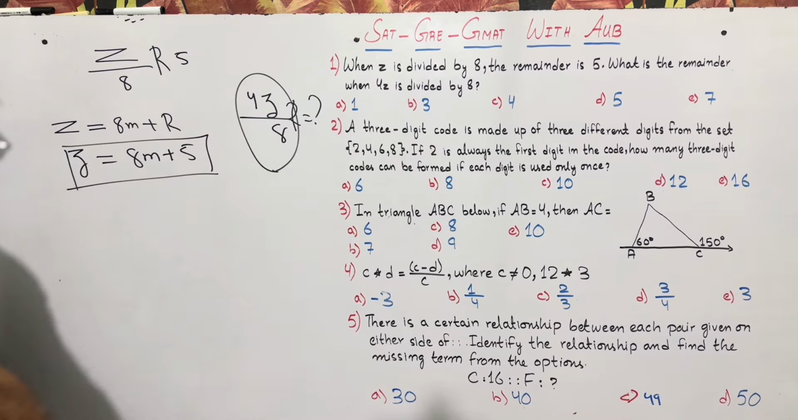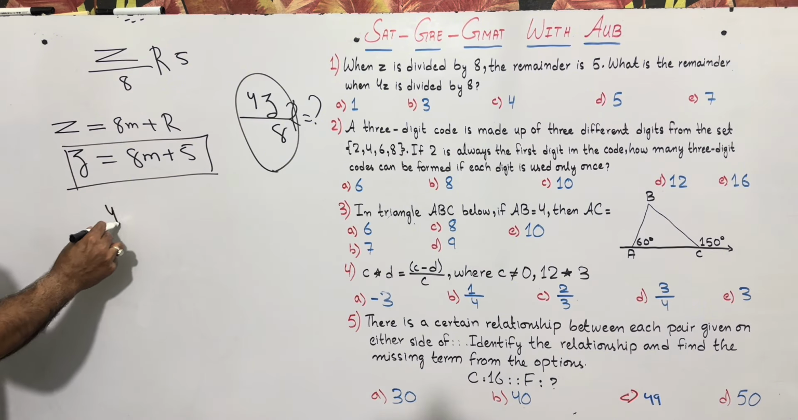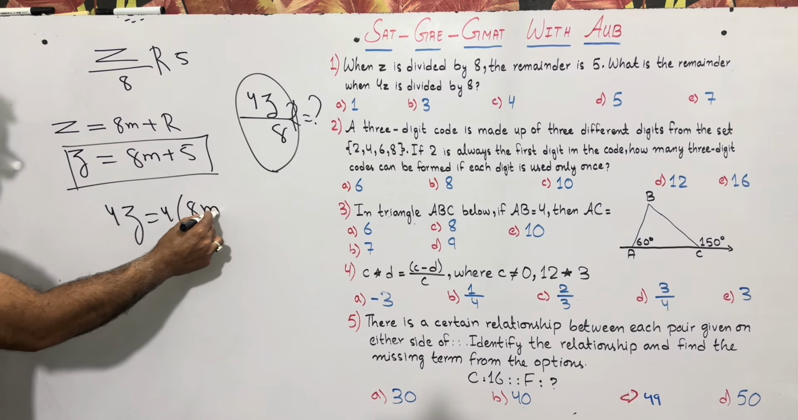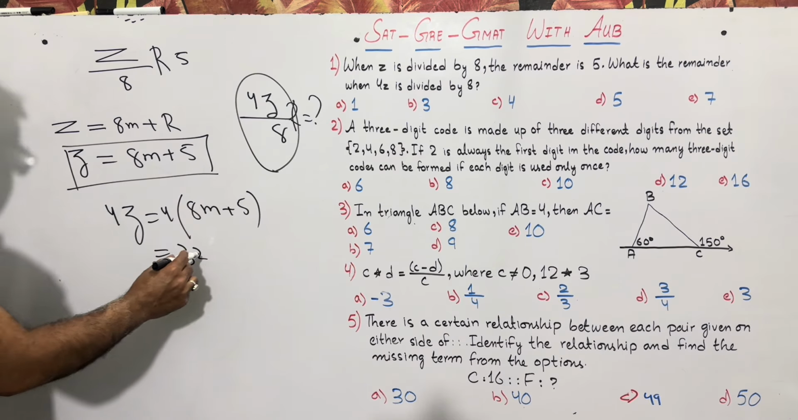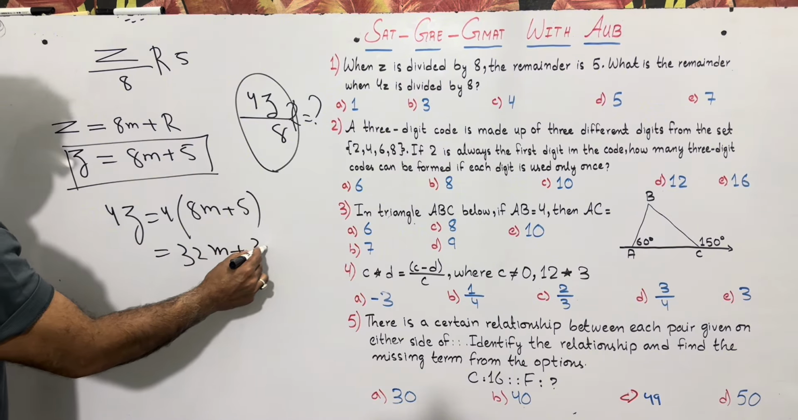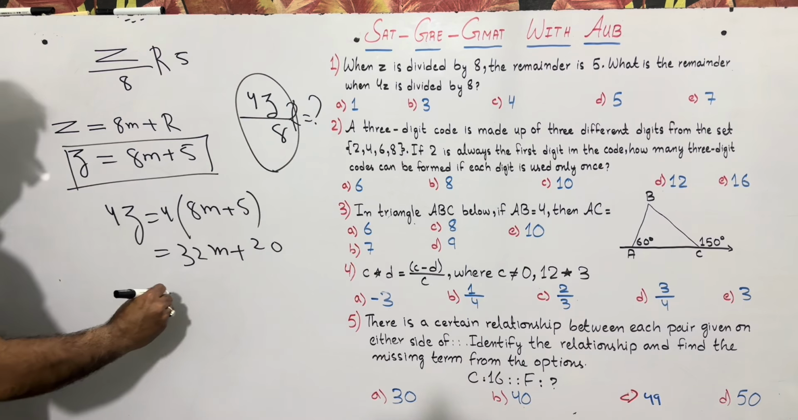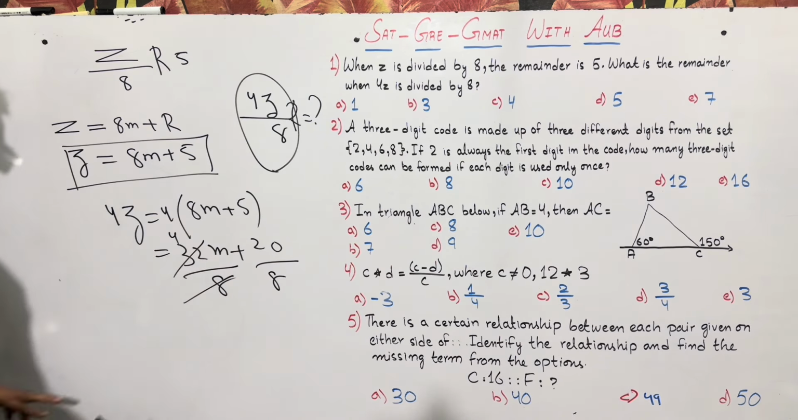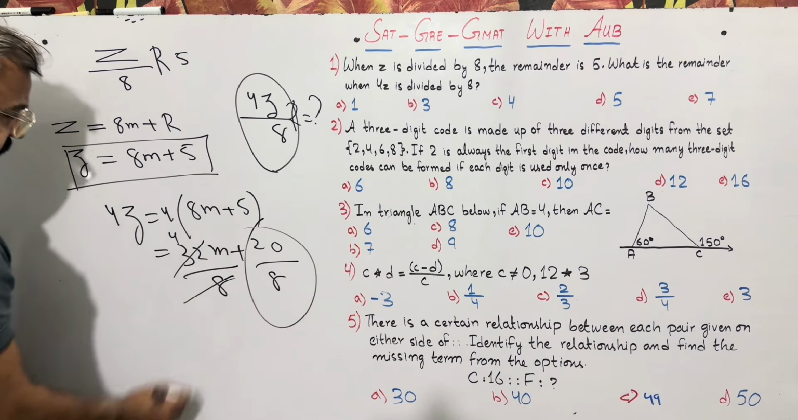Now we have prepared the value of z, and it is going to work wonders. Just plug in here. Now 4 times z, where the value of z is 8 times m plus 5. Tiny manipulation: 32m plus 4 times 5 is 20. Now this is 4z, and we have to divide it by 8. 32m is divisible by 8, there is no remainder. Here is the remainder tip.